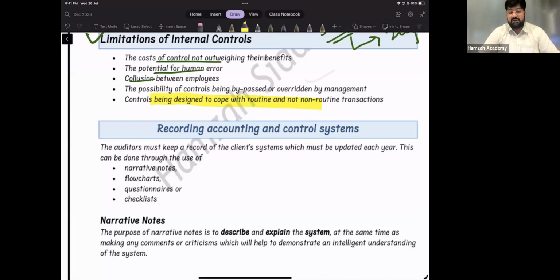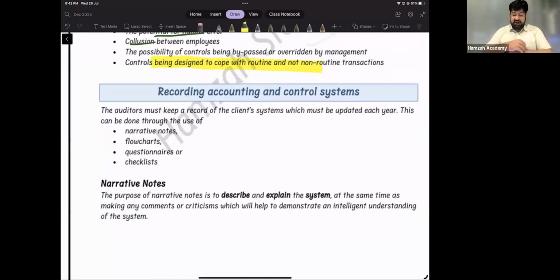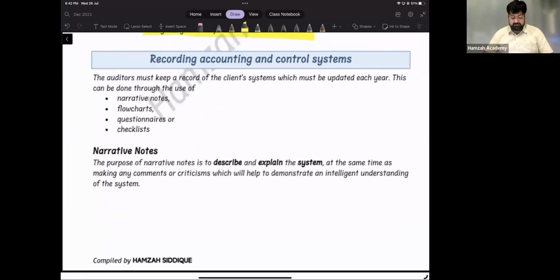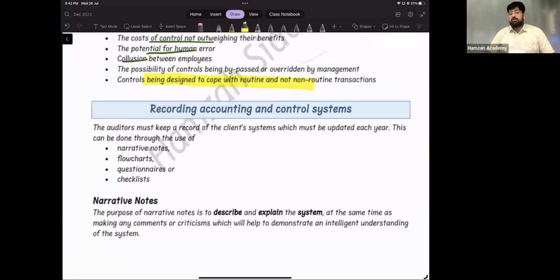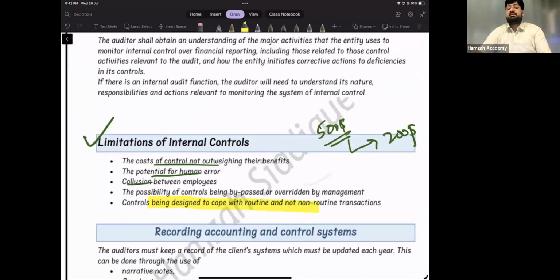Now, next point. Recording and controls, accounting and control system. So the auditor must keep records. So, limitations of controls. Tell me, are these clear to you people? Control weakness so far, to everyone?